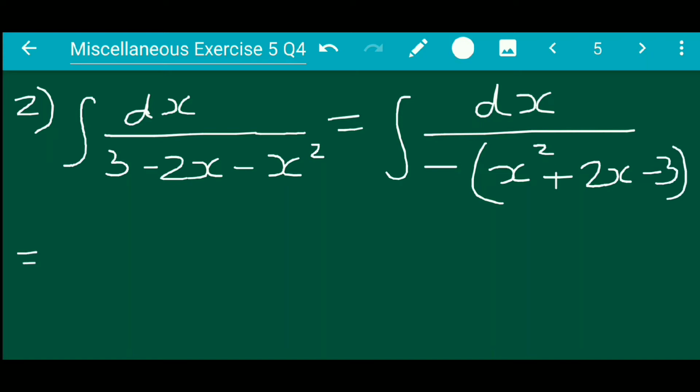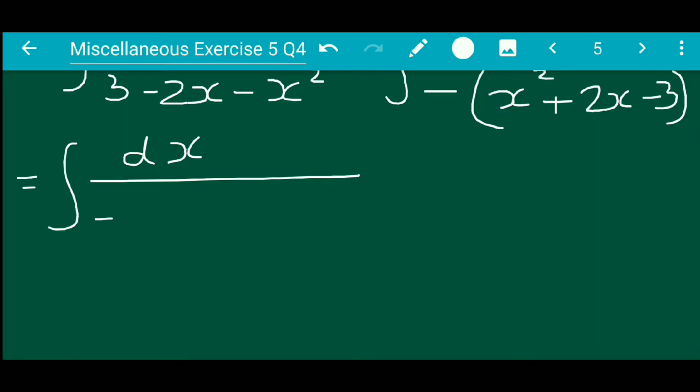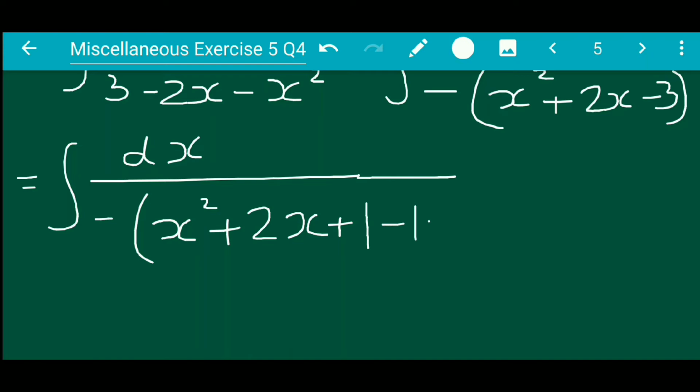Then in the next step, integral dx upon minus. Now again, since there are 3 terms given in the bracket, we complete the square. I am not going to tell you how to complete the square. You have done enough number of sums. We have covered enough number of sums in the previous 2 lectures actually, dealing with completing the square, isn't it? So half of 2 the whole square, that is half of 2 is 1, 1 square is 1. So we write plus 1 minus 1 and minus 3. This way we complete the square.